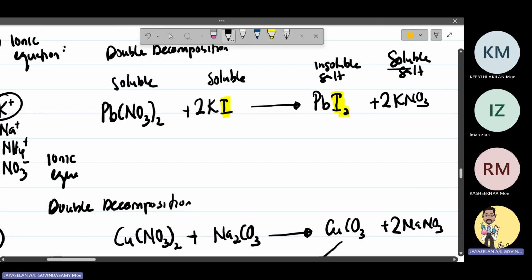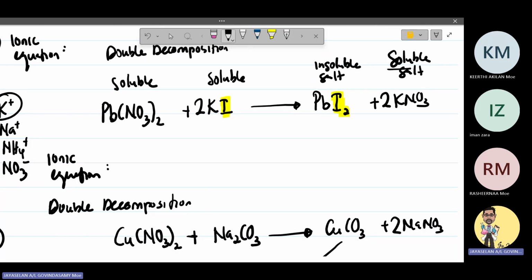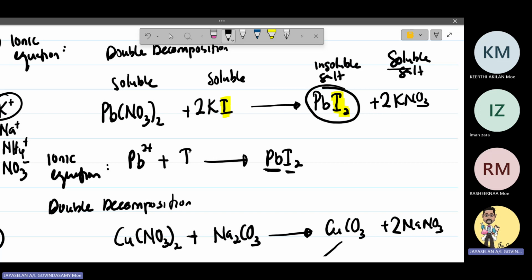Kalau di dalam exam, dia suruh kamu buat ionic equation for this. This is insoluble salt. So, saya letak arrow. Saya ambil insoluble salt, I put here. It's made up of 2 ion. Saya ambil ion ini, letak sini. Pb 2 positive. Ambil ion ini, letak sini. I negative.